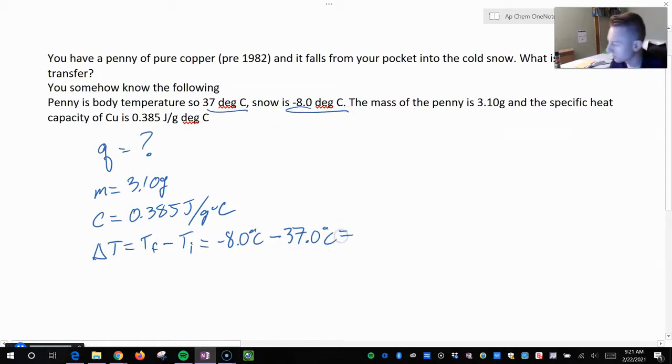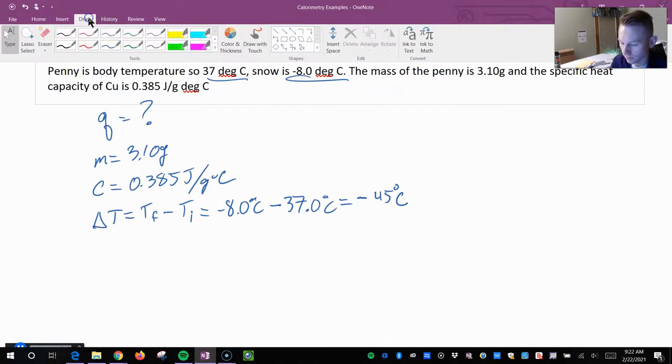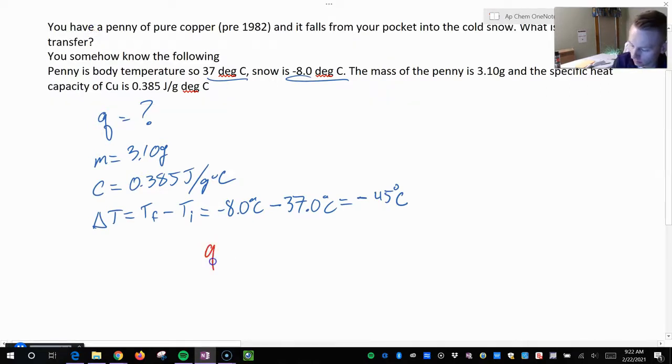And so when we subtract those two things, we end up with the temperature change is -45 degrees Celsius because it gets colder. So final minus initial. Whenever something gets colder, it's going to have a negative temperature change. And that's everything that we need to know. Because what we're going to do is plug all of that information into this equation where Q equals M times C times delta T.